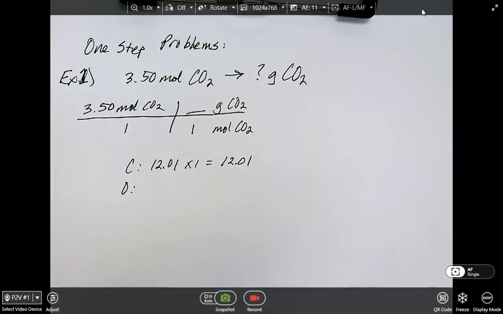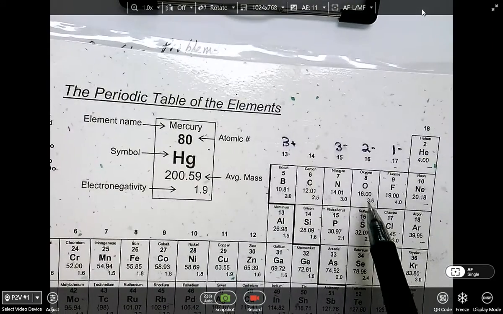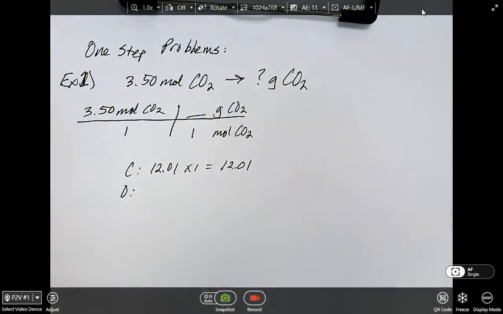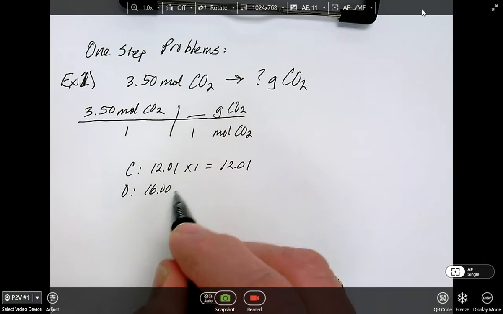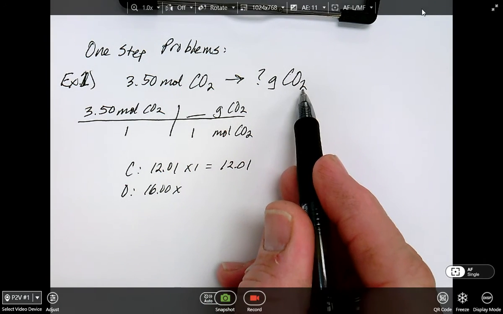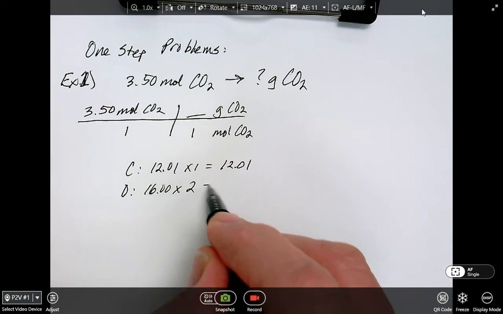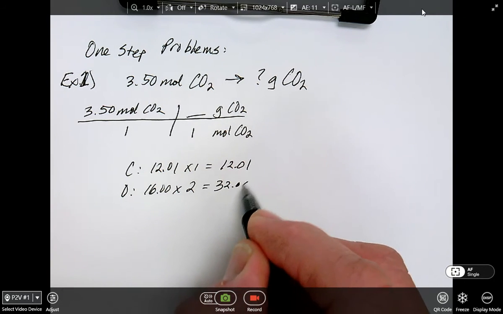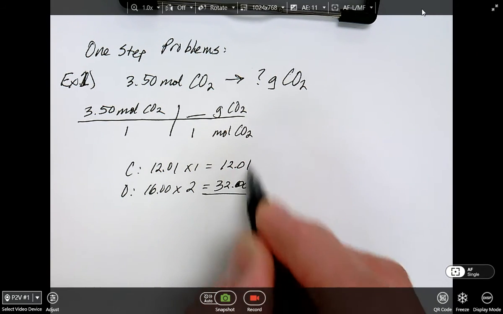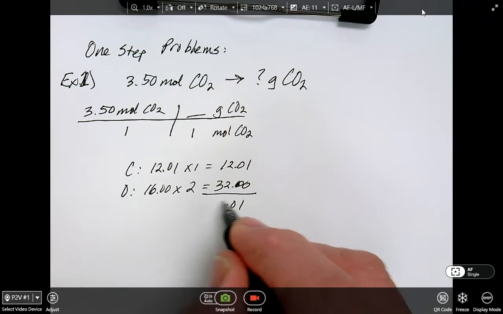Then we're going to go to oxygen. We look it up on the periodic table, and again, it's right here. So we see that it is 16.00. All right. Times what? Times 2, because there are 2 oxygens in the formula. So that's going to be 32.00. And so what we want to do is we want to just add all this up, all right?